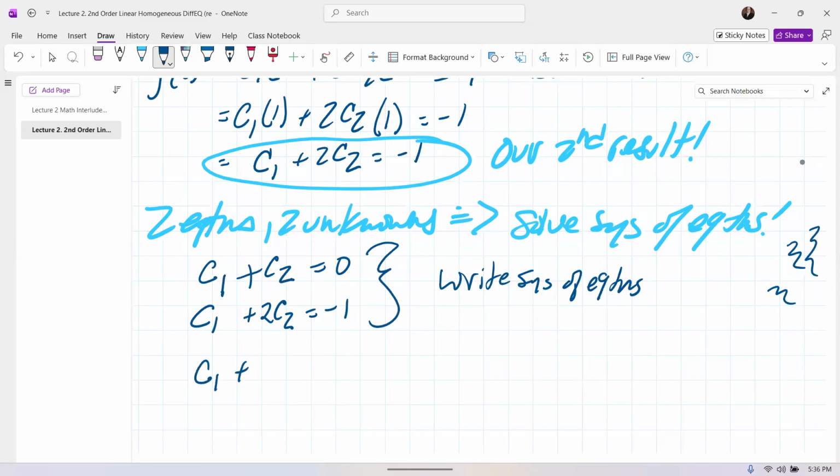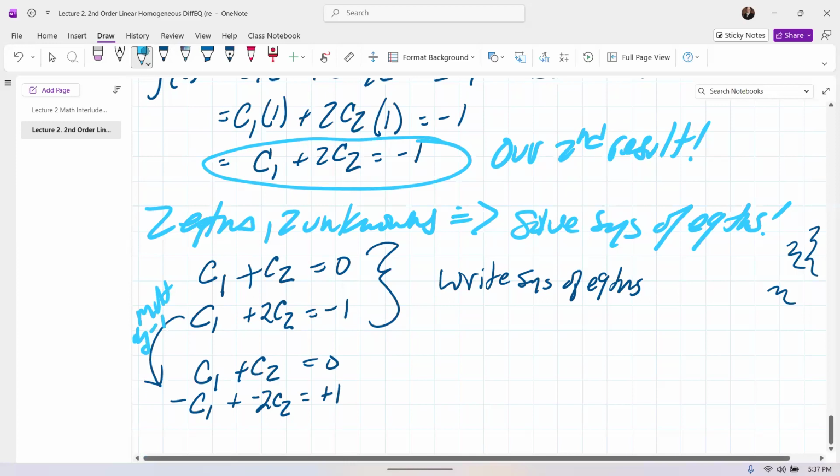So C1 plus C2 equals 0. Multiplying by a constant is one of the allowed operations. The second equation becomes minus C1 minus 2C2 equals +1. I've done that times -1. I'm going to write that another way: multiply by -1. Hopefully that is more clear for you.